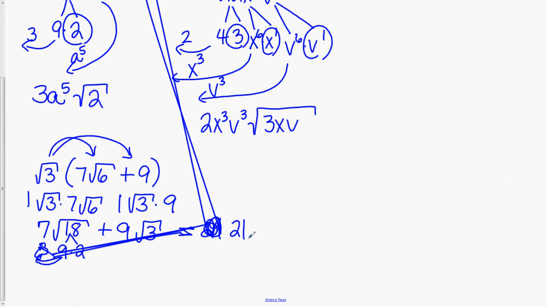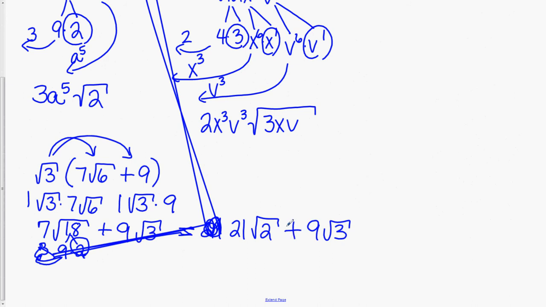21. And then the 2 is going to stay. I'm going to try and circle it. So 21 square root of 2. And then nothing happens with the 9 square root of 3. So there's my final answer. It doesn't always have to be a pretty answer.